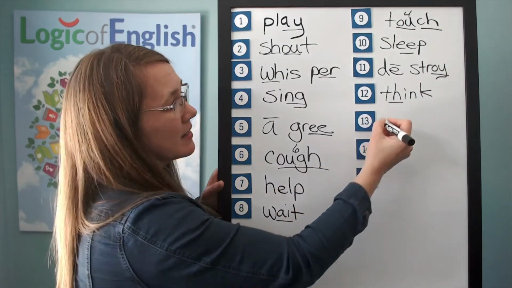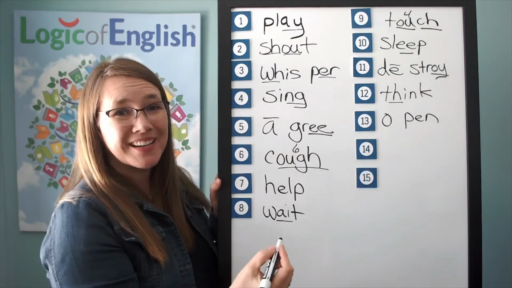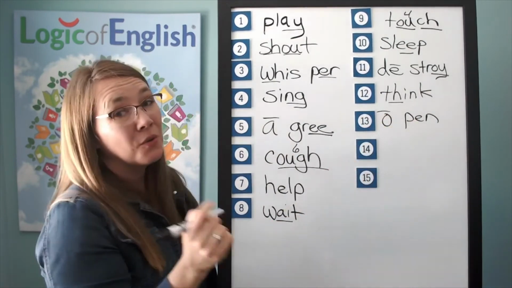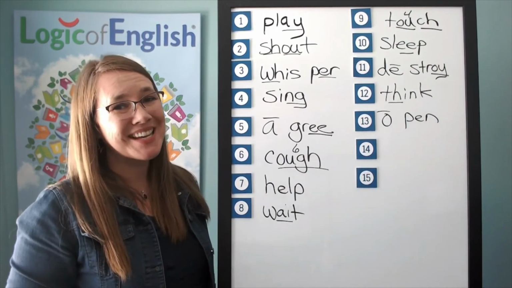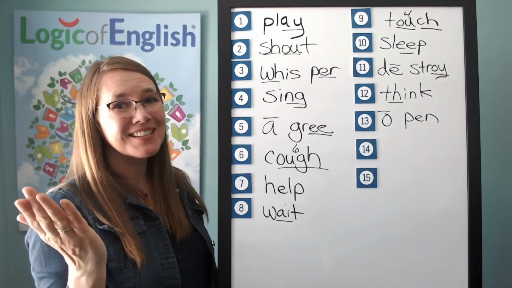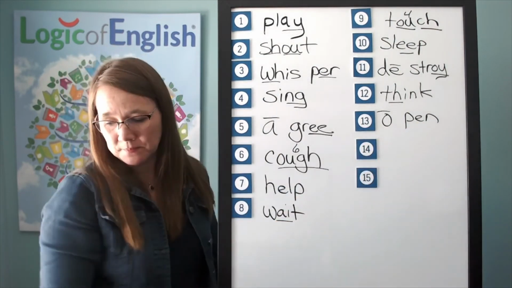And help me to write it. O, P-E-N. And how do we mark it? We'll put a line over the O. Why did it say its long sound? A, E, O, U usually say their long sounds at the end of the syllable. Let's read it. O-P-E-N. Open.